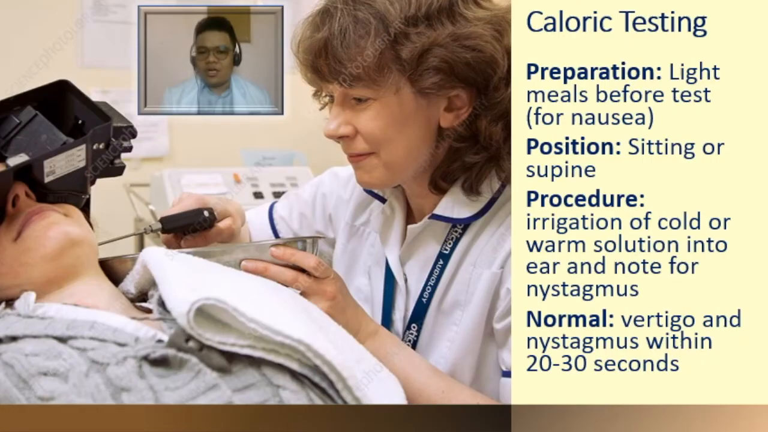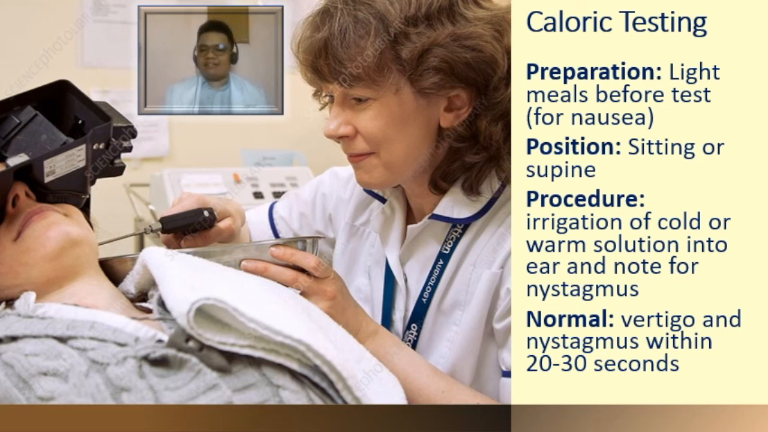And then this one would be showing your caloric testing. So class, when I say caloric testing, recall that this is the placement of cold or warm solution going towards your ear, wherein we expect nystagmus. Okay, so class, for caloric testing, light meals before the test, or preferably, class, NPO if needed. Why? The patient may experience nausea and vomiting. During the test, class, the patient may be in a sitting or supine position, usually, class, supine position.